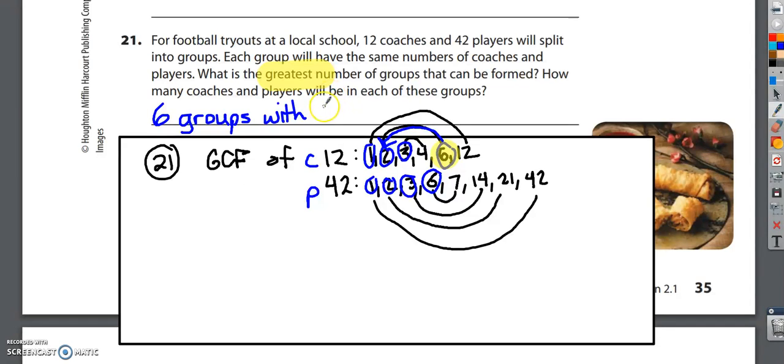6 groups with 2 coaches, and I'm going to do the same thing with the players, but we had a total of 42 players, so we got to go to 6 and look at its partner, and it's going to be 7, 6 times 7. So that means that it's going to be 7 players in each group. I don't really have enough room to finish my sentence, but if I wanted to write a sentence, I would write, you could make 6 groups with 2 coaches and 7 players in each group.